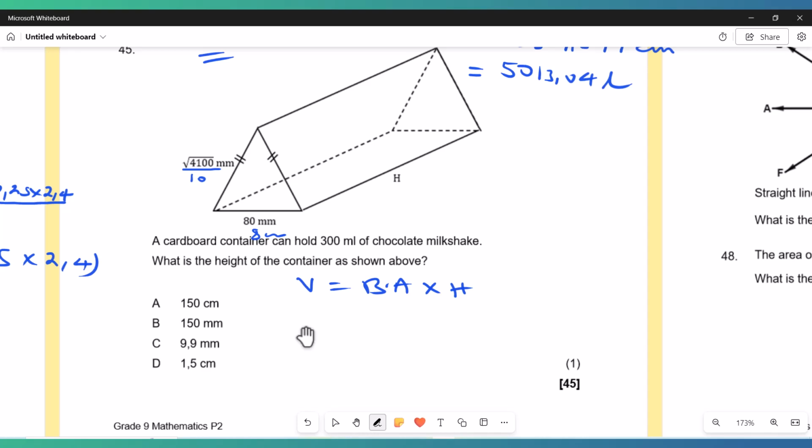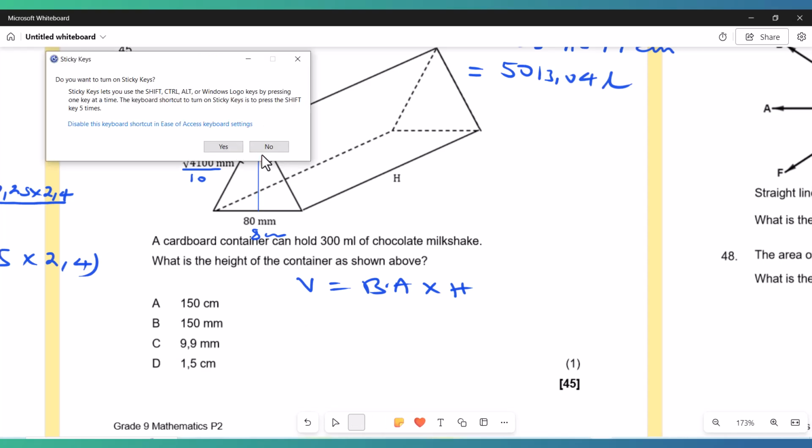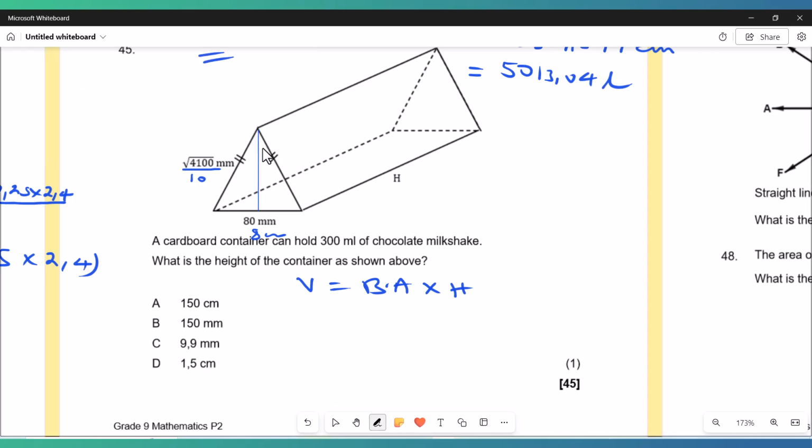So I need to first find this height because I'm going to use it in my formula. Now this isosceles triangle, the height must be perpendicular to the base. So in this case, this is my height h here. Because this is 80, I'm going to put 40 here, and also 40 here, because it must add up to 80.